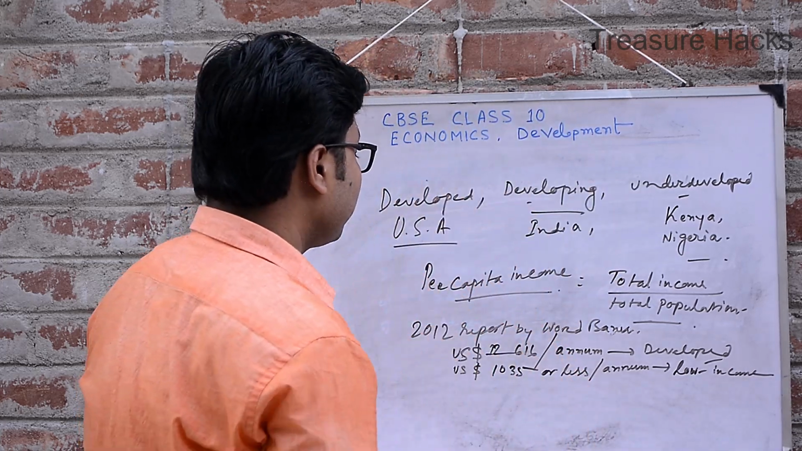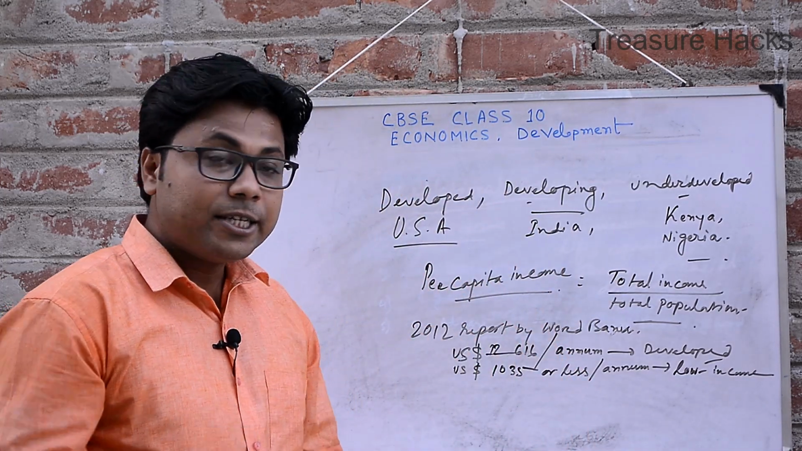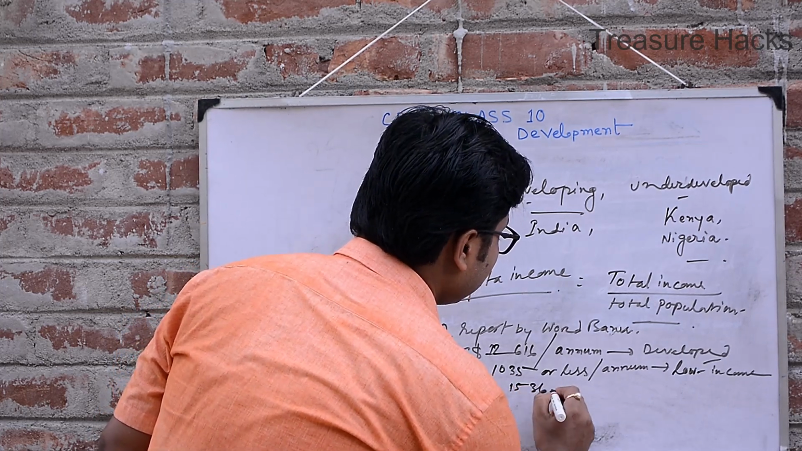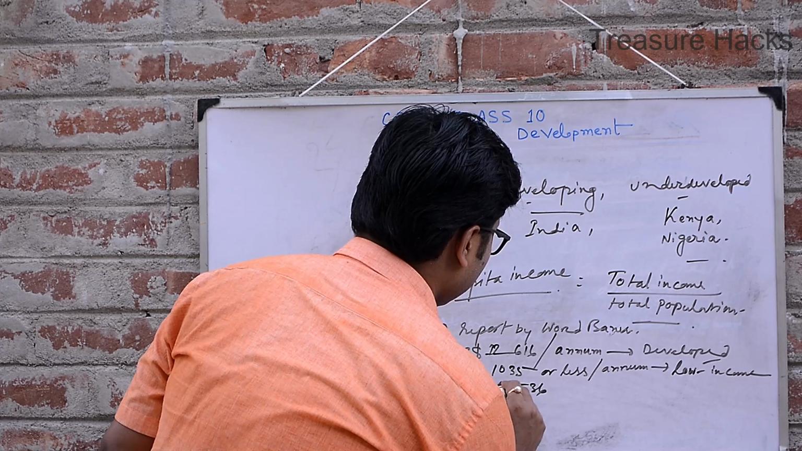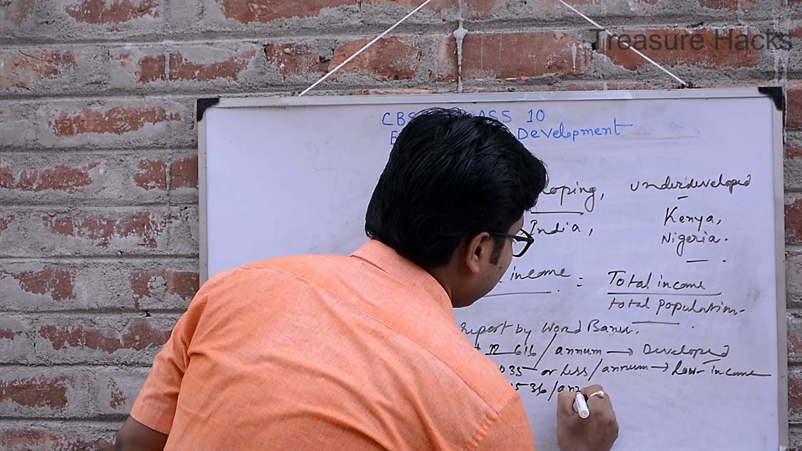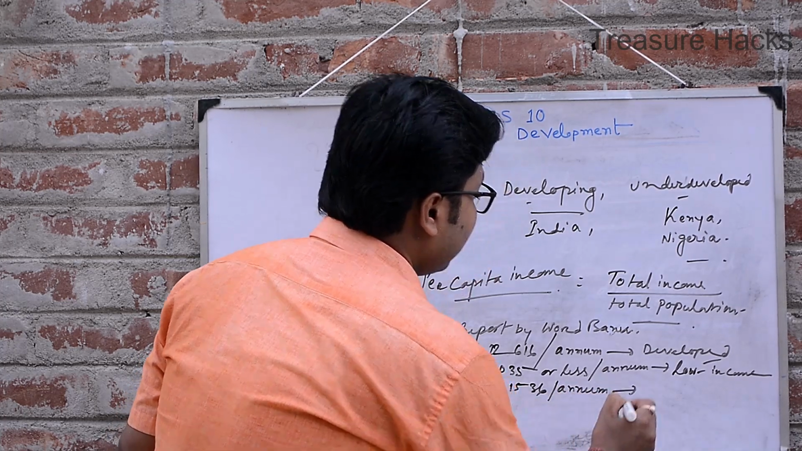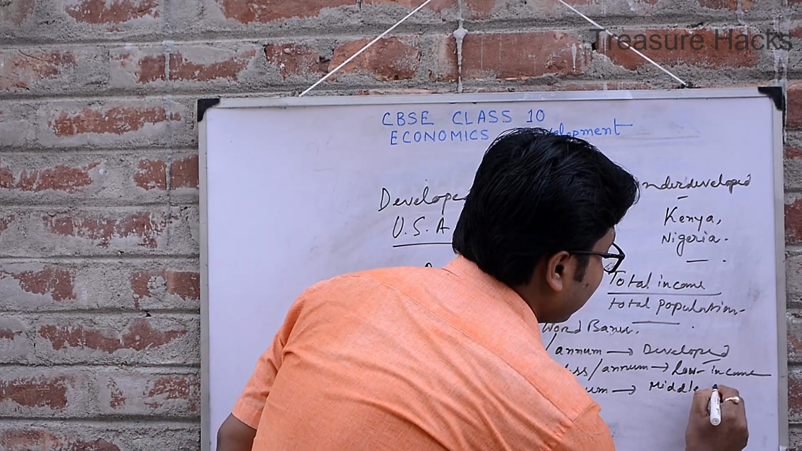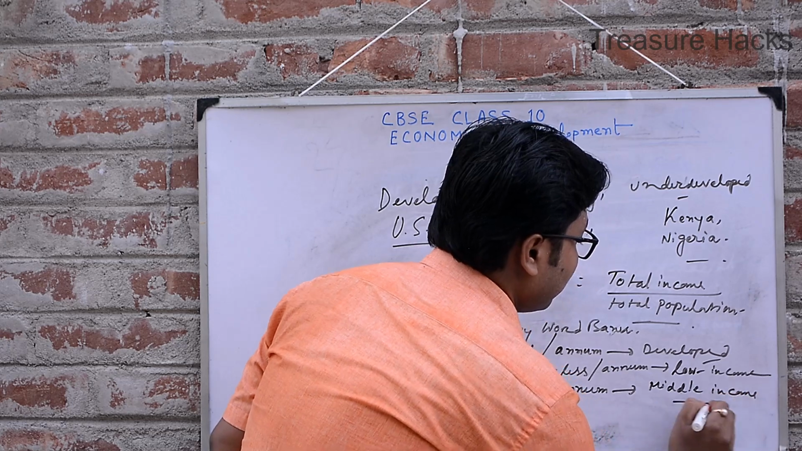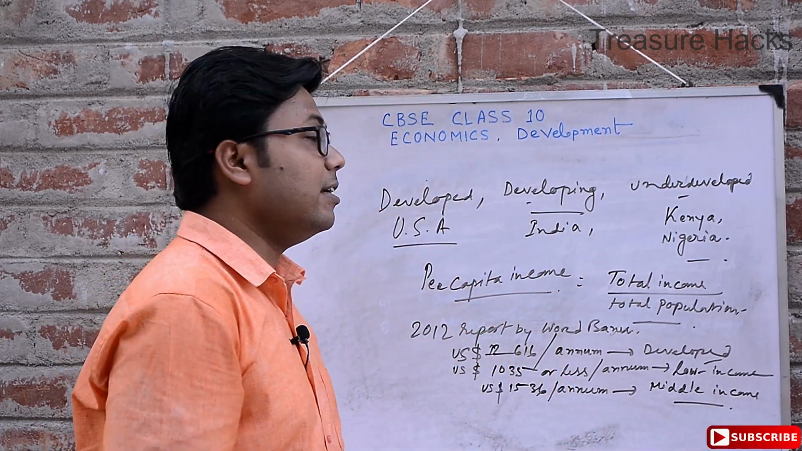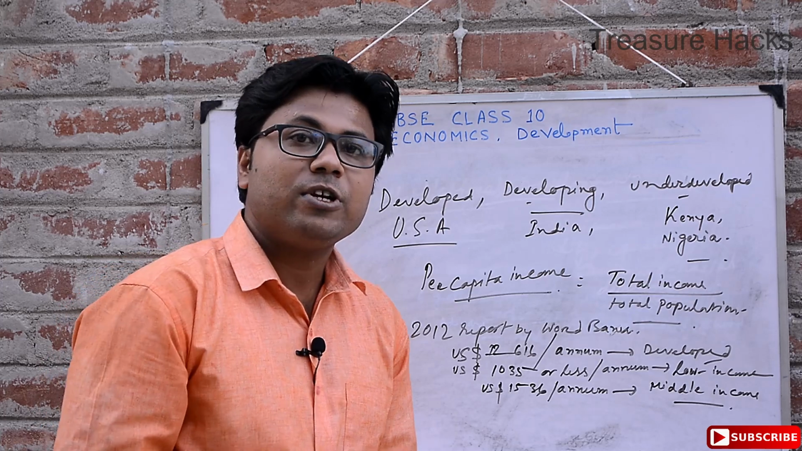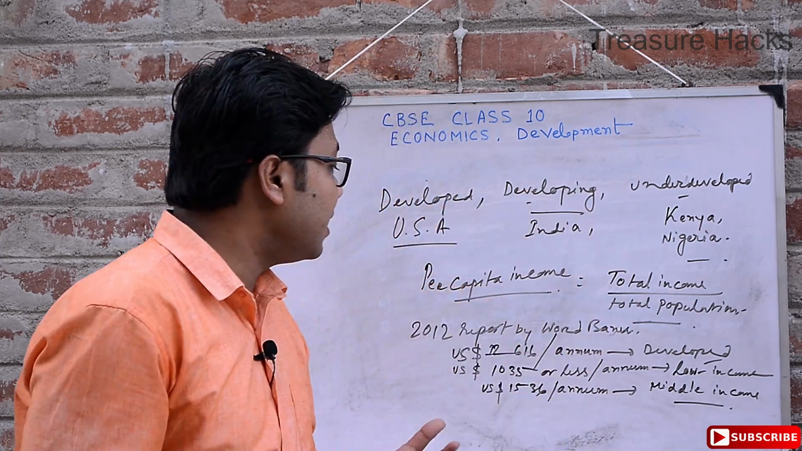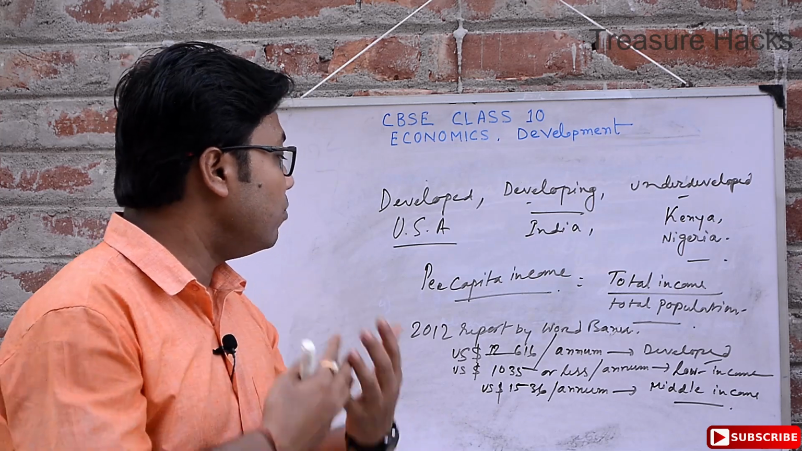or underdeveloped. And India's per capita income is $1,536 per annum. So India is a middle income country. So that is why we call India a developing country. The countries that fall in the category of middle income are known as developing countries.